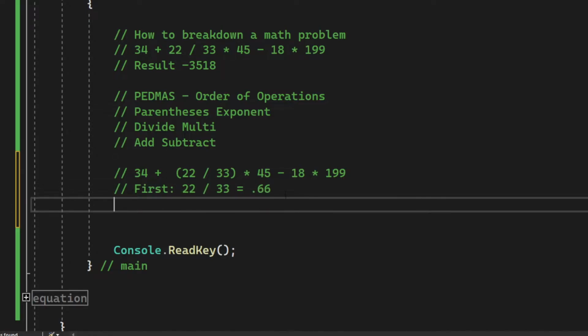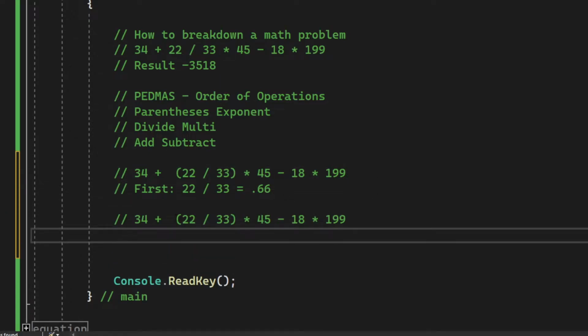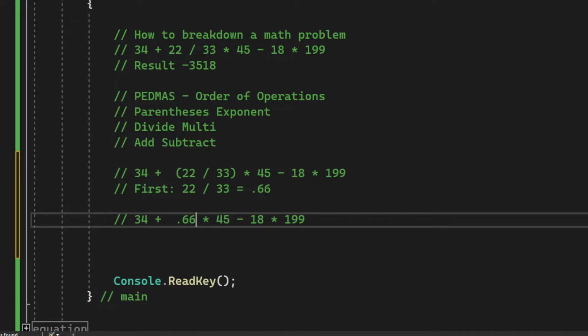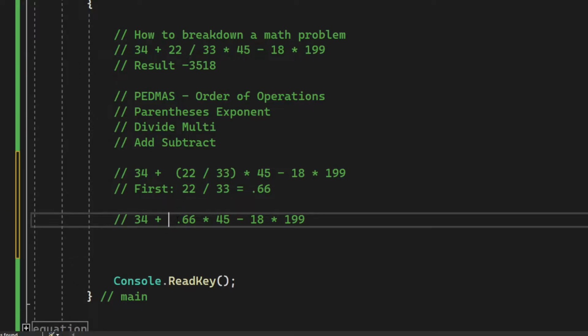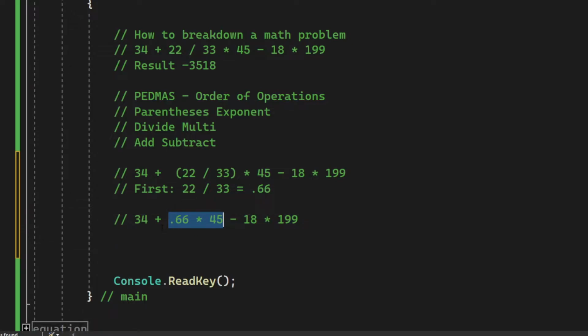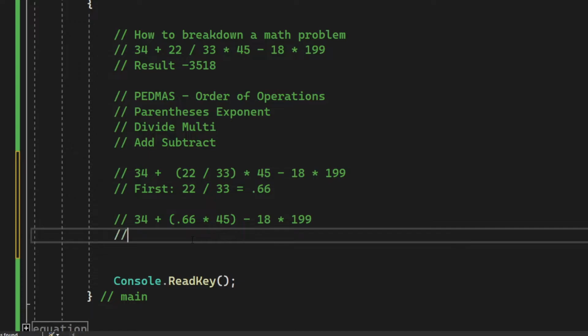All right. So now we're going to come down. I'm going to take this equation, and now I'm going to place our result in here. That 22 divided by 33 ends up being 0.66. That's perfect. So if we take a look at our next step here, again, coming left to right, we notice now with our new result, we have 0.66 times 45. So again, I'm going to wrap this in parentheses because that's what we're focusing on.